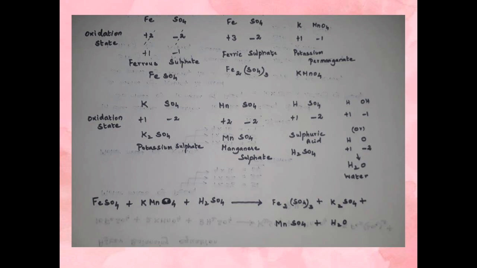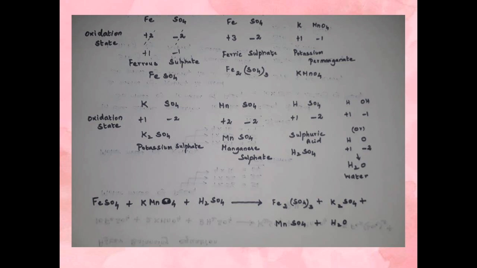And next one, the potassium sulfate: how is it derived? Potassium oxidation number is +1, sulfate is -2. Applying the crisscross method, we get K2SO4. The next one, MnSO4: Mn is +2, SO4 is -2. After applying the crisscross method, the manganese sulfate formula is MnSO4. For sulfuric acid, hydrogen is +1, sulfate is -2. Applying the crisscross method, we get the formula for sulfuric acid, H2SO4. Water we can get in two ways: one is H is +1, OH is -1, or the other is hydrogen oxidation number +1, oxygen -2. After applying the crisscross method, we get the water formula H2O.